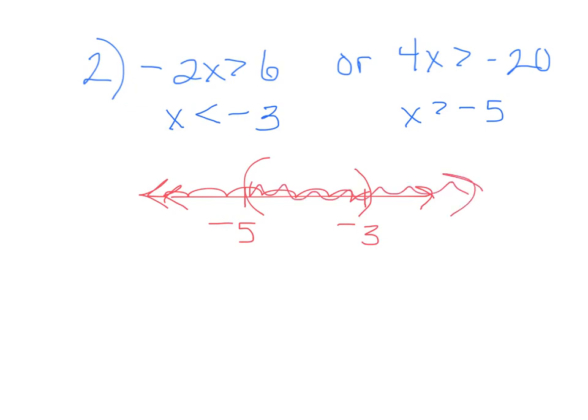Now if this was an AND problem, we would only be concerned with what's in the middle where it overlaps. But this is not an AND problem, this is an OR problem. With an OR problem, we take everything. In other words, we care about the entire graph. In this case, everything on the graph is going to work, and therefore my answer is negative infinity all the way to positive infinity. All of the numbers work.